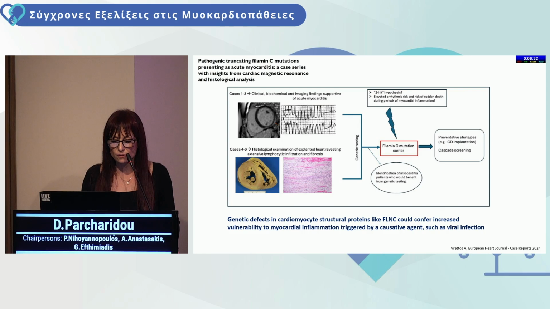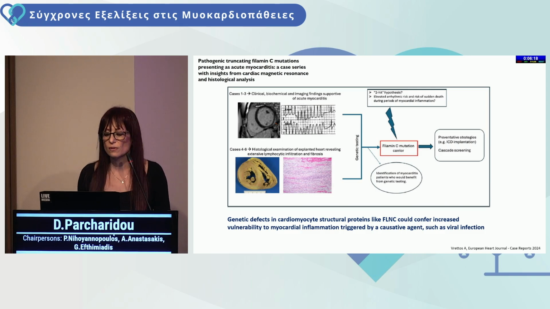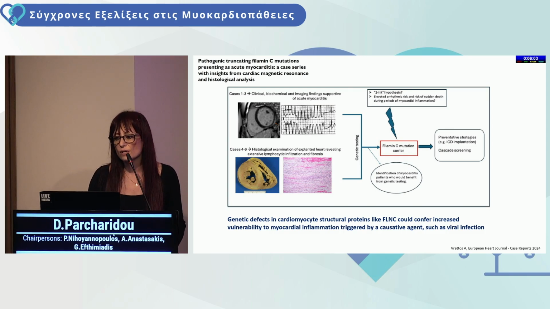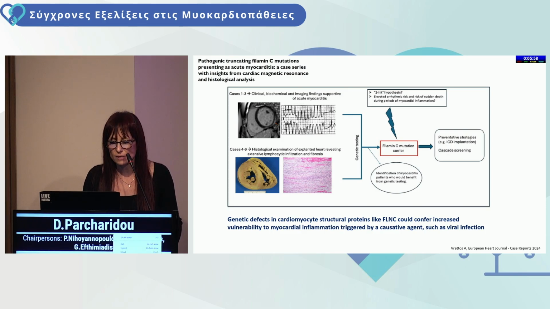And we know that genetic defects in cardiomyocyte structural proteins, like Filamin C in our case, could confer increased vulnerability to myocardial inflammation triggered by a causative agent such as viral infection. In our case, for the brother of the proband, it was the amygdalitis. So we have a genetically predisposed boy that had a viral infection, an amygdalitis, and that caused the myocarditis. During the period of myocardial inflammation, there was an elevated arrhythmic risk, which led him to sudden death, unfortunately.